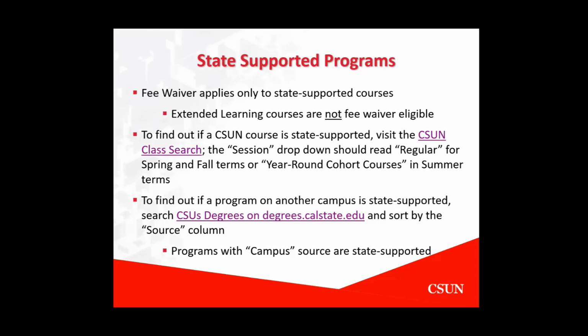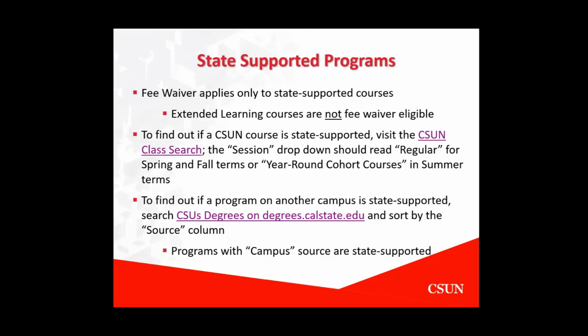To find out if a CSUN course is state-supported, you can go to the CSUN class search, and the session dropdown should read regular. Anything listed in the regular courses are state-supported. And for the summer, anything listed in the year-round cohort courses are applicable for fee waiver. Anything listed under the same college is not applicable for fee waiver.